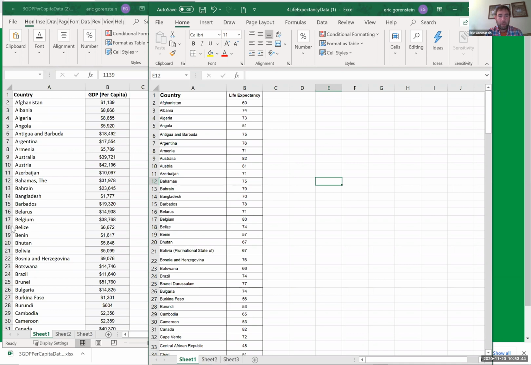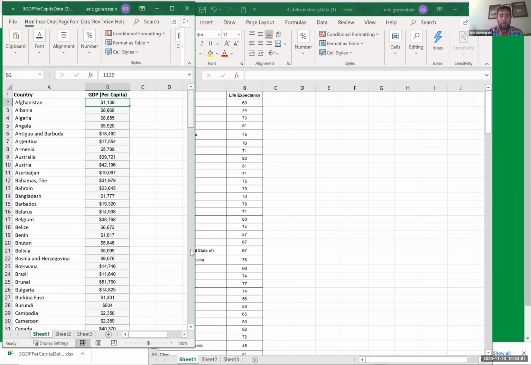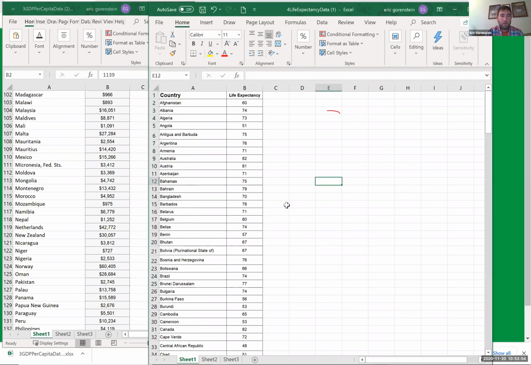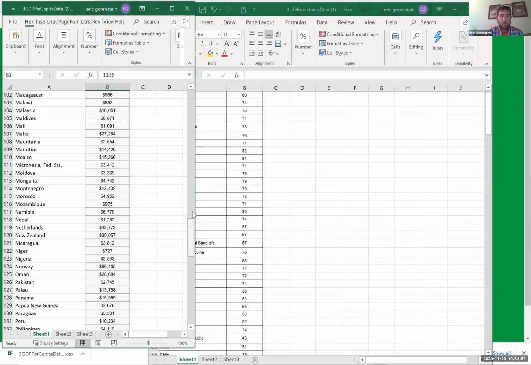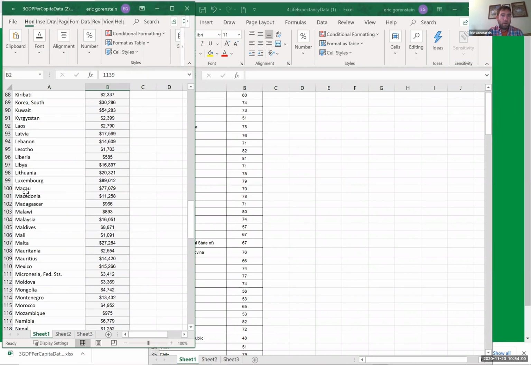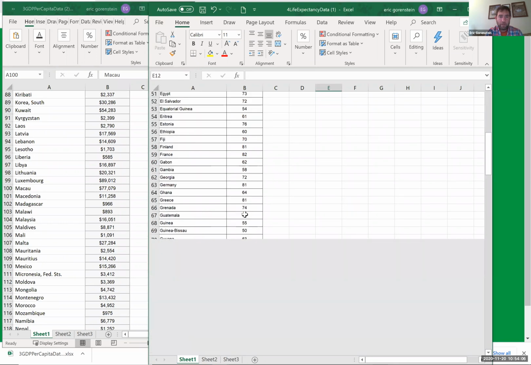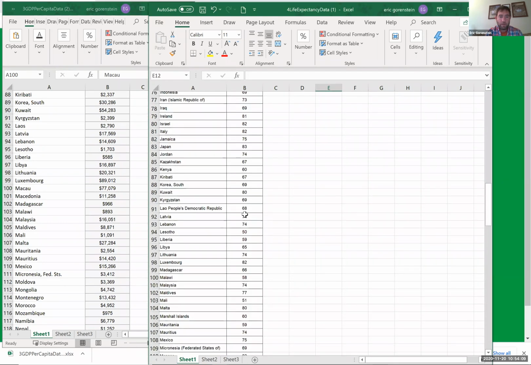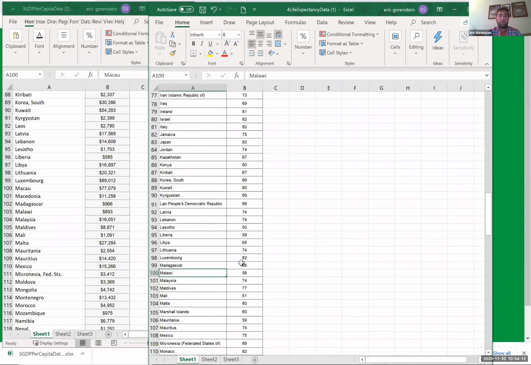So you just make sure, like, let me scroll down a bit. Number 100 on this list is Macau, but number 100 on this list is Malawi. So if you've done this correctly, and you've deleted every country that's only on one list, if one list has Macau as number 100, the other list should have Macau as number 100. All right, so that's step one in the project.